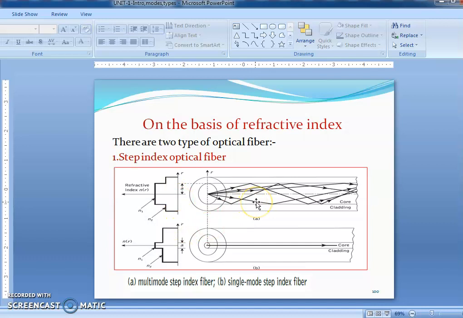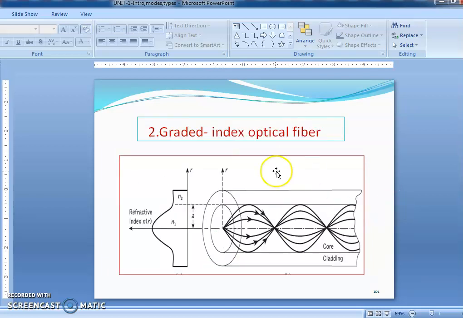So this is an example of multi-mode step index fiber. More than one mode is propagating. That's why it's called multi-mode step index fiber. See here, the refractive index of core and the refractive index of cladding are varying in a stepwise manner, but it supports only a single mode. That's why it is called single mode step index fiber. Then graded index fiber. See, the refractive index in the core region is varying at each and every part of the core. That is why it is called graded index fiber. It supports multiple modes. It is multi-mode graded index fiber.